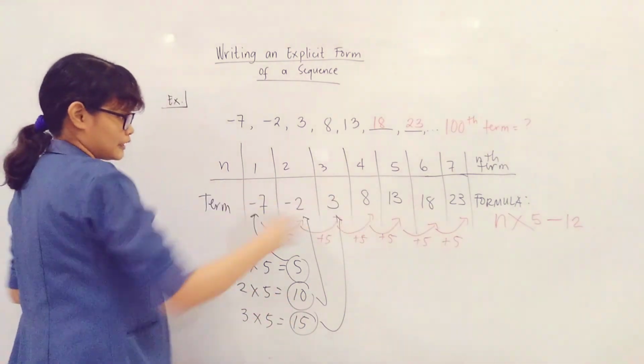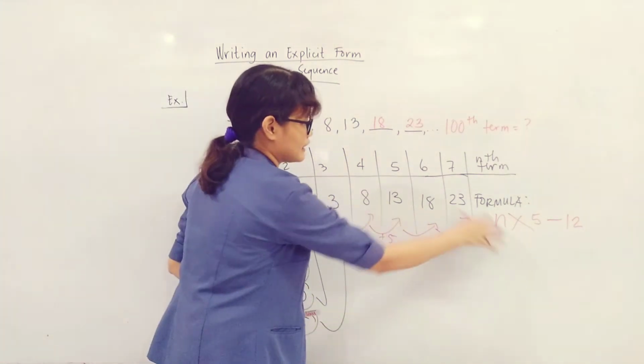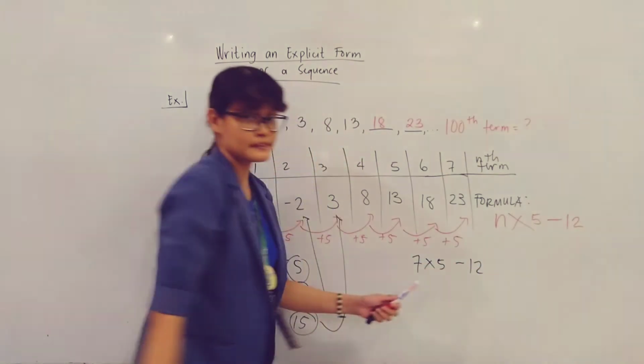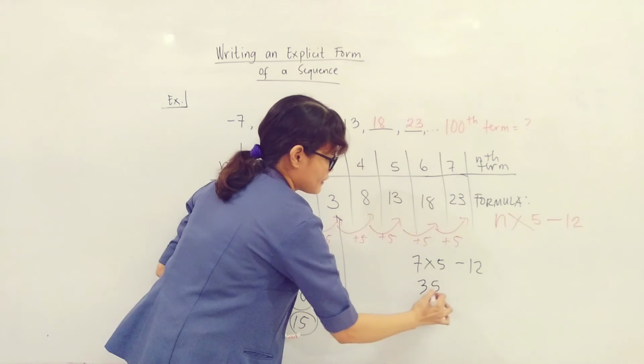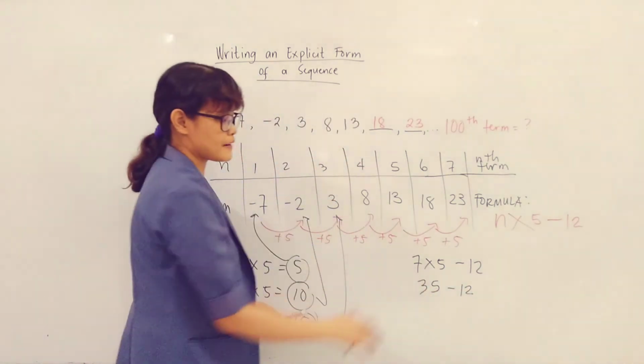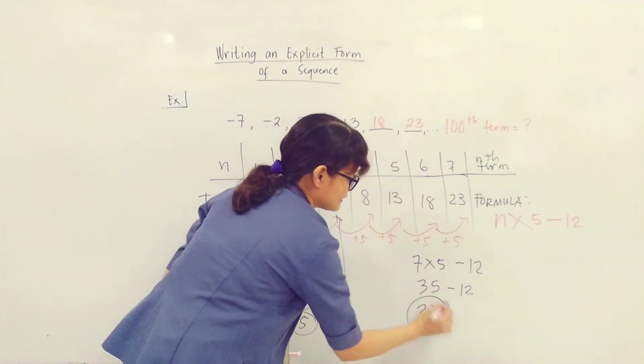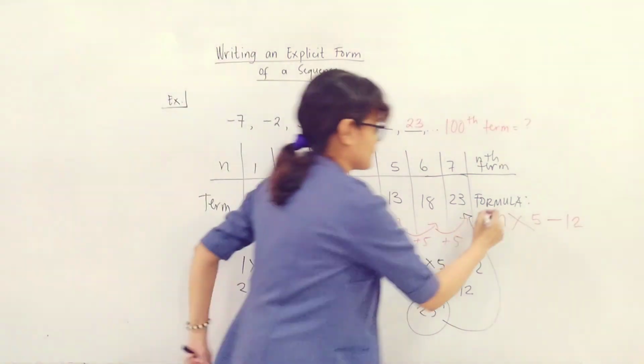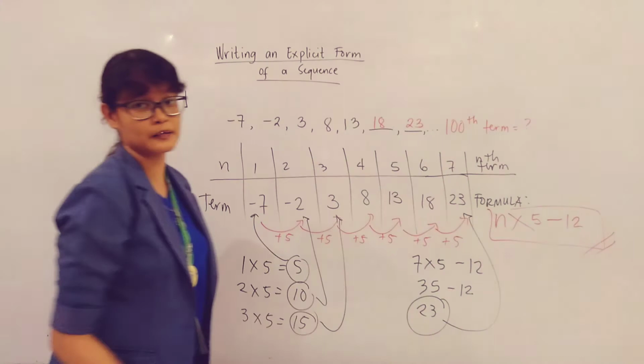And now, let's try if it is applicable. Let's try 7. So you have 7 times 5 minus 12. 7 times 5 is 35 minus 12. So 35 minus 12 is 23. And this is the term that we are looking for. So ibig sabihin, we got the correct formula. And that is this one. Let me just write that one.